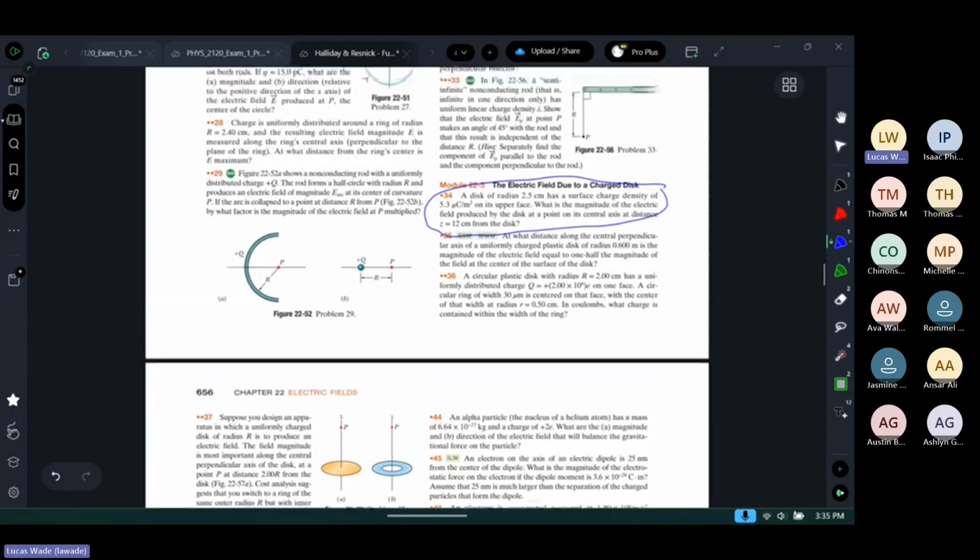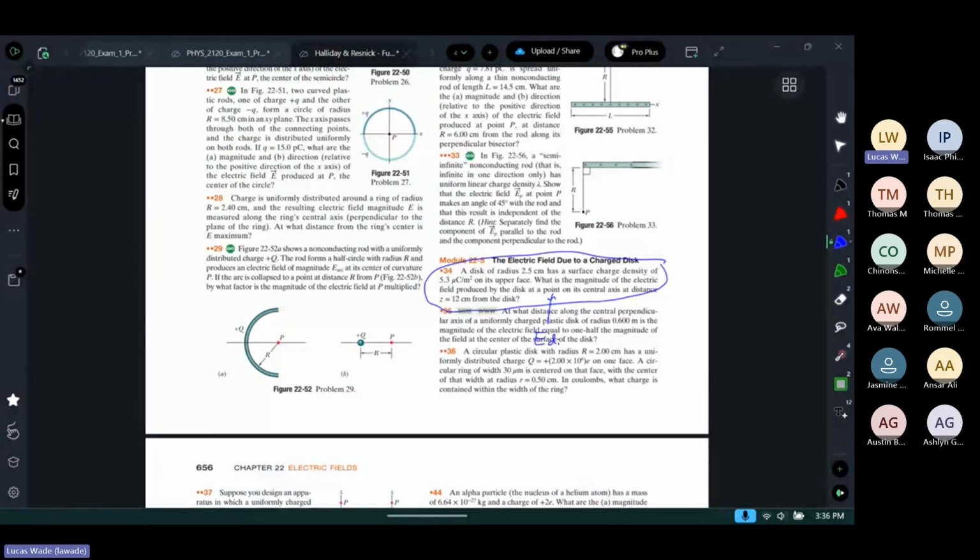For this, you would just say, well, for a disk, the electric field is sigma over 2 epsilon 0 times 1 minus z over the square root of z squared plus R squared. This is R. This is sigma.